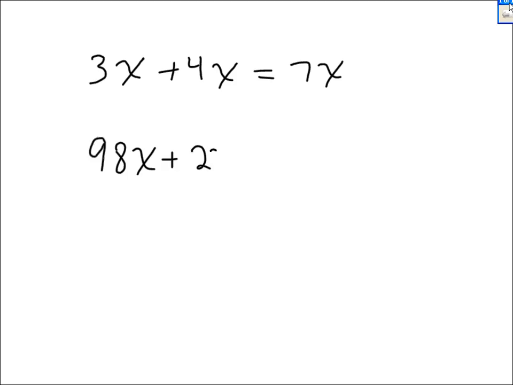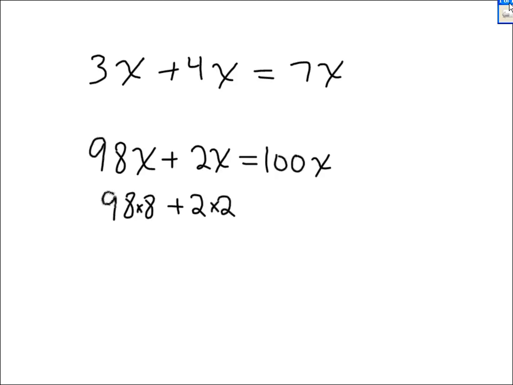It's two parts. I'll ask them what 98x plus 2x is. And mostly everyone would say that's 100x. And then I'll ask them to calculate 98 times 8 plus 2 times 8 without multiplying that out. And surprisingly, next to no one gets this problem right.